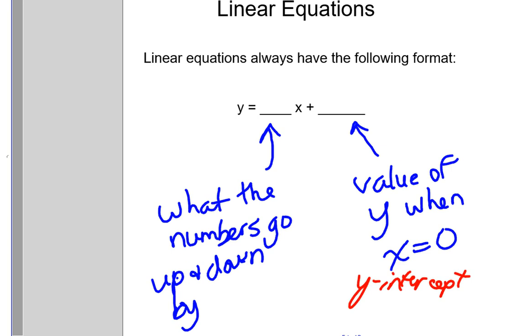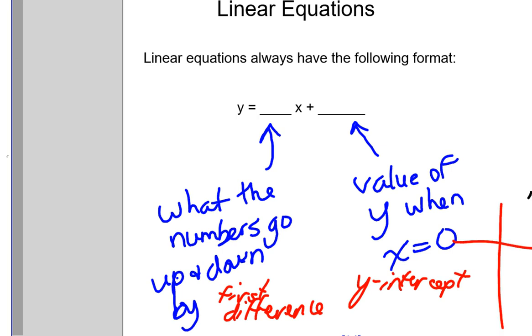This one had a fancy word that we learned called first difference. So now we've got some new language to add to some of the exploring we've been doing. So again, first difference was what we go up or down by. The y-intercept is where that graph crosses the y-axis.